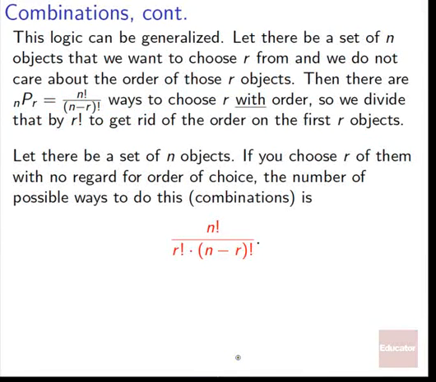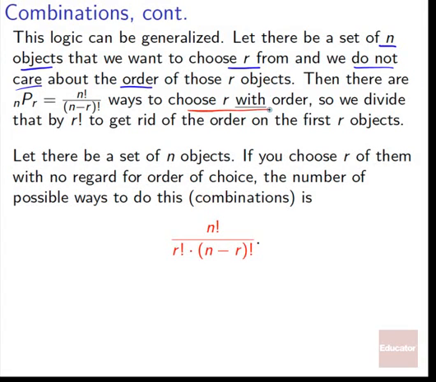This logic can be generalized. So let there be a set of n objects that we want to choose from. So we've got n objects that we're pulling from, and we want to choose r objects out of it, but we do not care about order. So order is not important to us. So we're pulling out r objects from a set of n objects, but we don't care about the order that they come out of. So there are nPr, n factorial divided by n minus r factorial, ways to choose r with order.